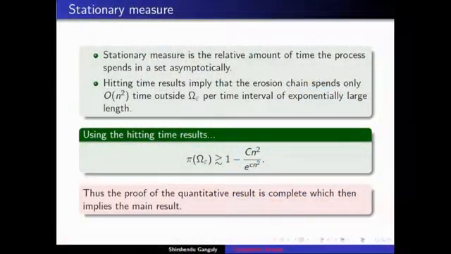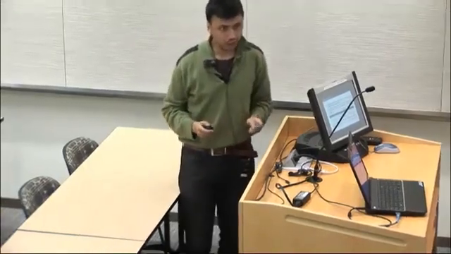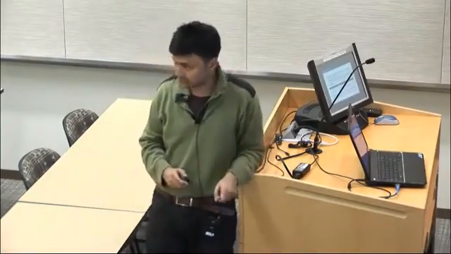So this tells you that something like this is true, that the mass of omega epsilon is bigger than 1 minus some small quantity. This is exactly the proportion that you spend outside. Okay, so the proof of the quantitative result is complete, which then implies the main result just by sending epsilon to 0. Okay, so now I'll quickly wrap up by making some final comments.